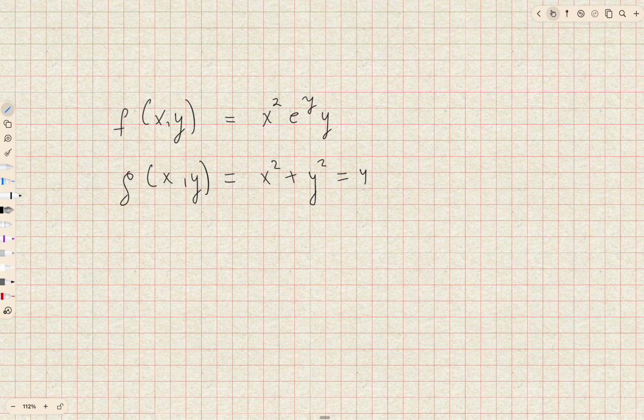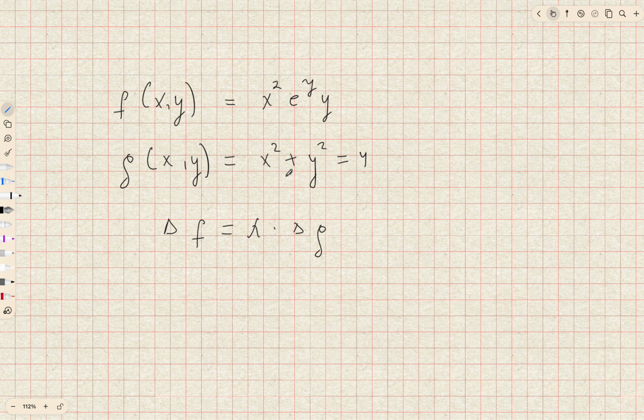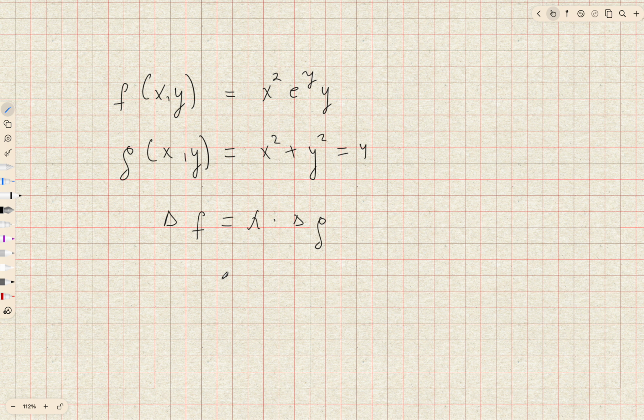And the proposition is that at the optimal points, the gradient of f is equal to lambda times the gradient of g. Why do we have lambda here? Because we don't care about the magnitude of the gradient vector, we only care about the direction. So it says that at optimal points, the gradient of f and the gradient of g have the same direction.